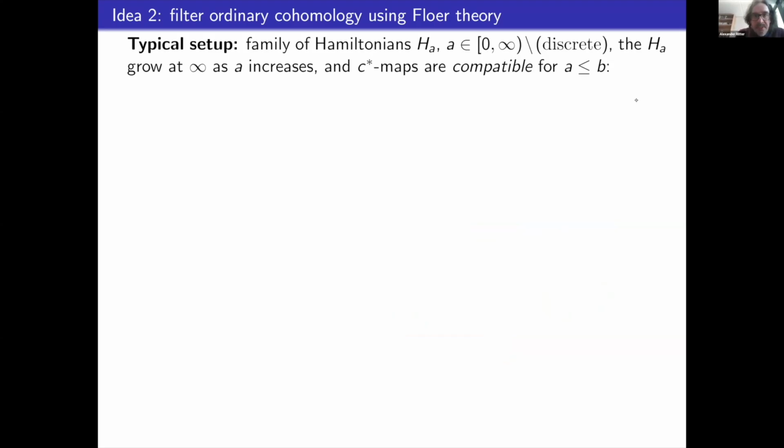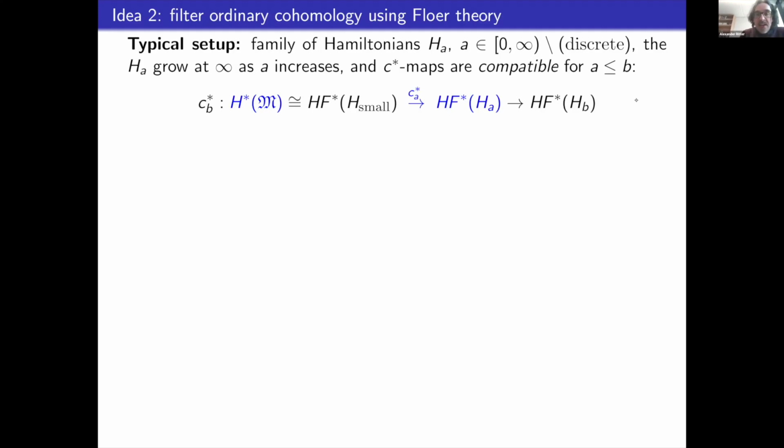Okay, and so the second idea is we're going to assume that we're in a general setup where we have a family of Hamiltonians labeled by a parameter A, which we'll call the slope parameter. And this takes values in the real numbers except for a discrete set. Typically what happens is that these Floer cohomologies will jump at certain discrete parameters, so those we exclude. And we have these Hamiltonians, whose growth increases at infinity, and I'm going to assume that these continuation maps are compatible as we increase the slope parameter. And so what we had before in blue was this continuation map into Floer cohomology.